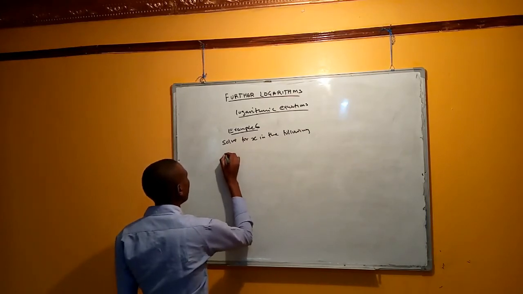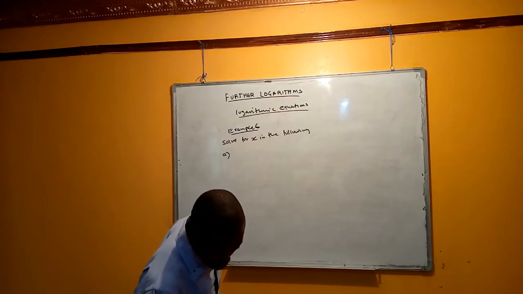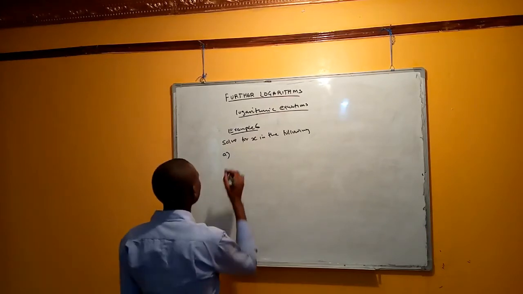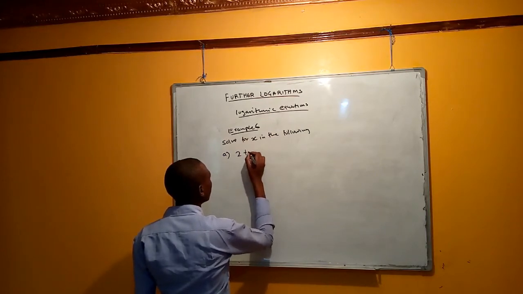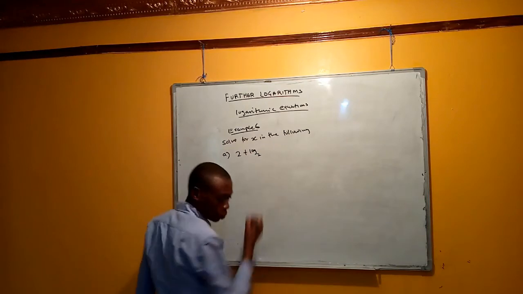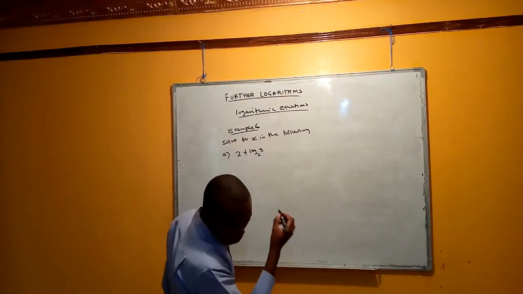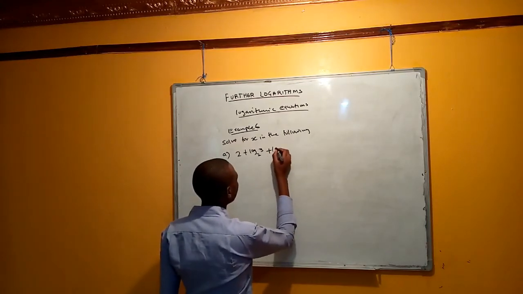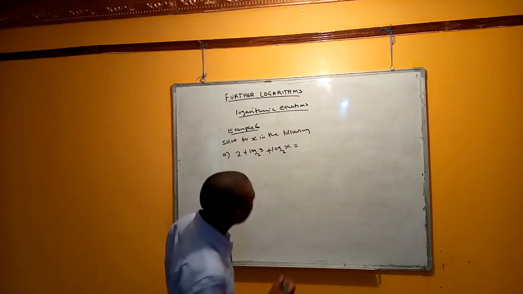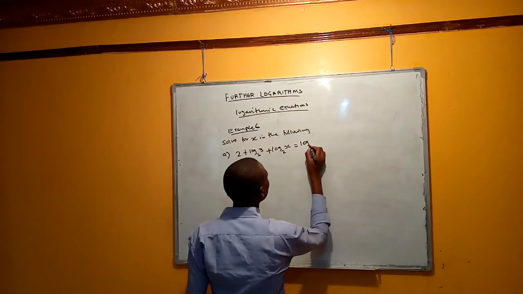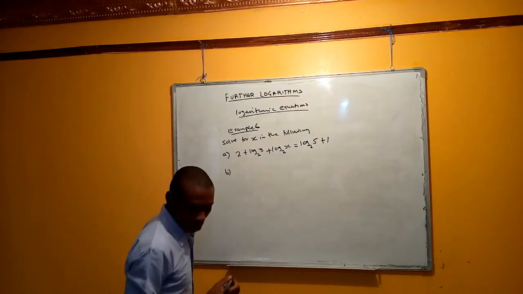So we have part A: 2 plus log base 2 of 3 plus log base 2 of x is equal to log base 2 of 5 plus 1. And then part B we have log x plus log 5 is equal to log 30.